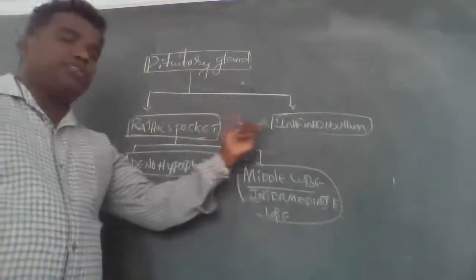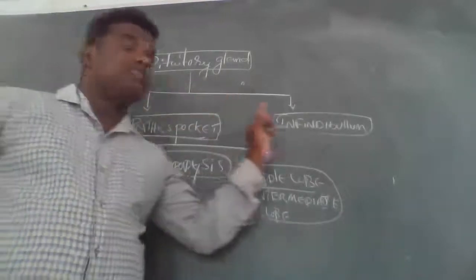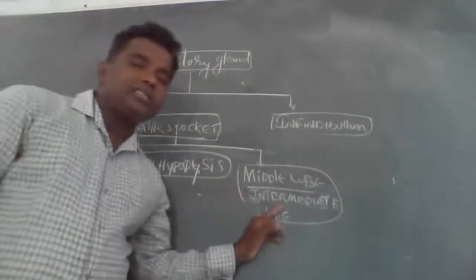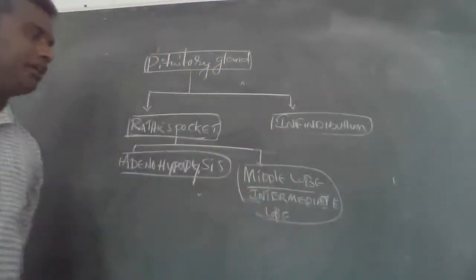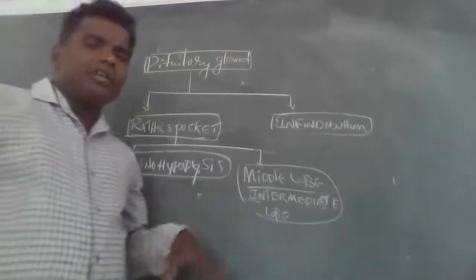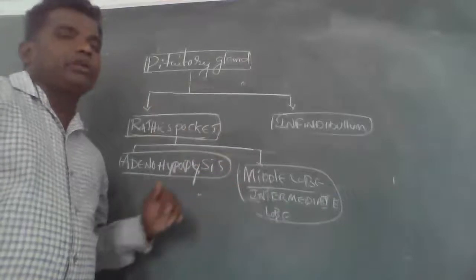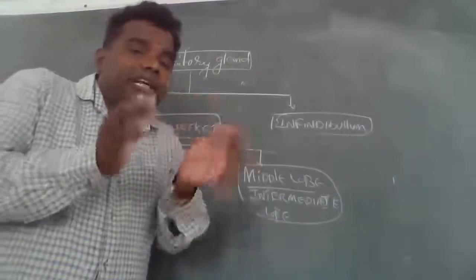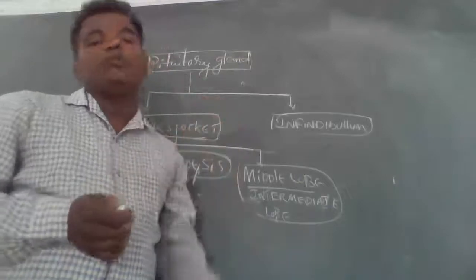The pituitary gland contains two parts. One is Rathke's pouch and the other is the infundibulum. So one is the adenohypophysis, and the next one is the middle lobe, called the intermediate lobe. These are the two parts of the pituitary gland. Actually, the pituitary gland is a very important thing. The pituitary gland contains three lobes.